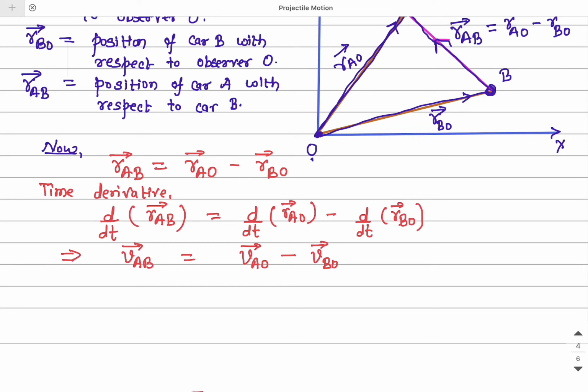So what you see here is that if you need to find the velocity of car A with respect to car B, it is simply equal to the velocity of car A with respect to an observer minus the velocity of car B with respect to the same observer. That's how you find the relative velocity. So this is the formula for calculating the relative velocity of one object with respect to another object. It comes out simply as the difference of the velocities with respect to a fixed observer.